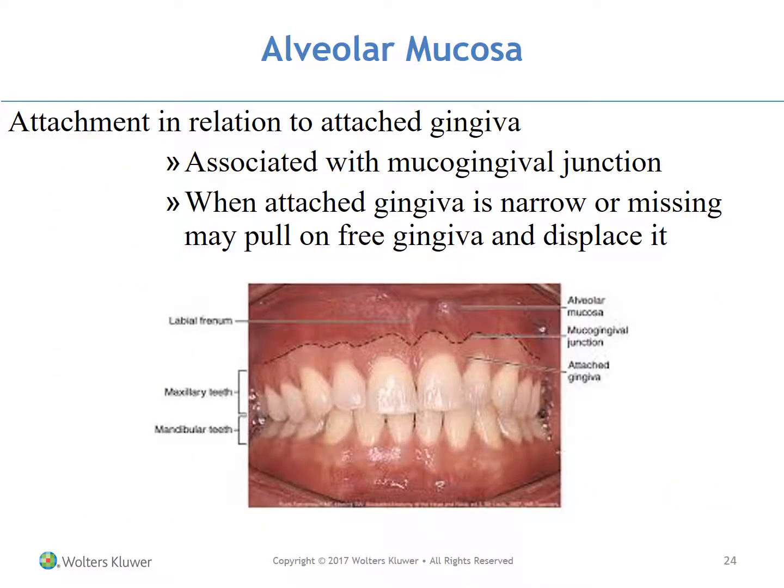Attachment in relation to attached gingiva associated with a mucogingival junction: when attached gingiva is narrow or missing, it may pull on the free gingiva and displace it. So that's where our concern comes in.